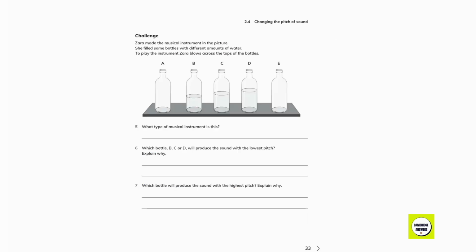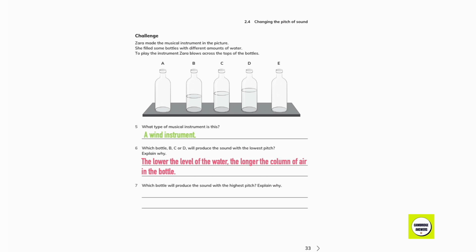Zara made the musical instrument in the picture. She fills some bottles with different amounts of water. To play with the instrument, Zara blows across the tops of the bottles. What type of musical instrument is this? A wind instrument.